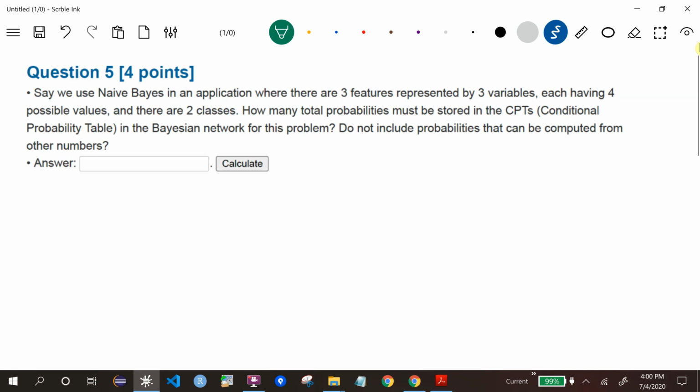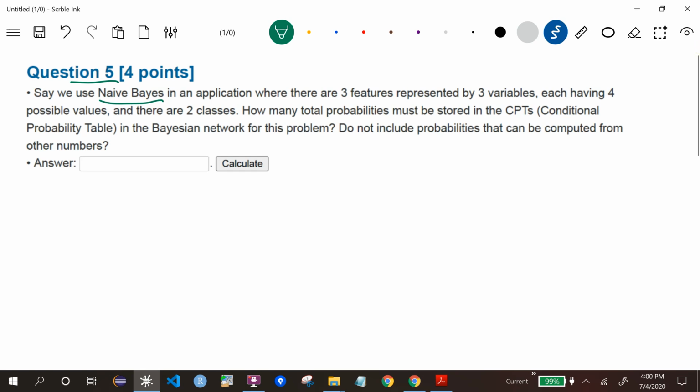This is another unknown question from one version, one permutation of one of the midterms for section 1. So I'm calling it question 5 here. But in any case, it's basically the same as one of those Bayesian network counting the number of CPTs questions. So I'm going to just do it again here.